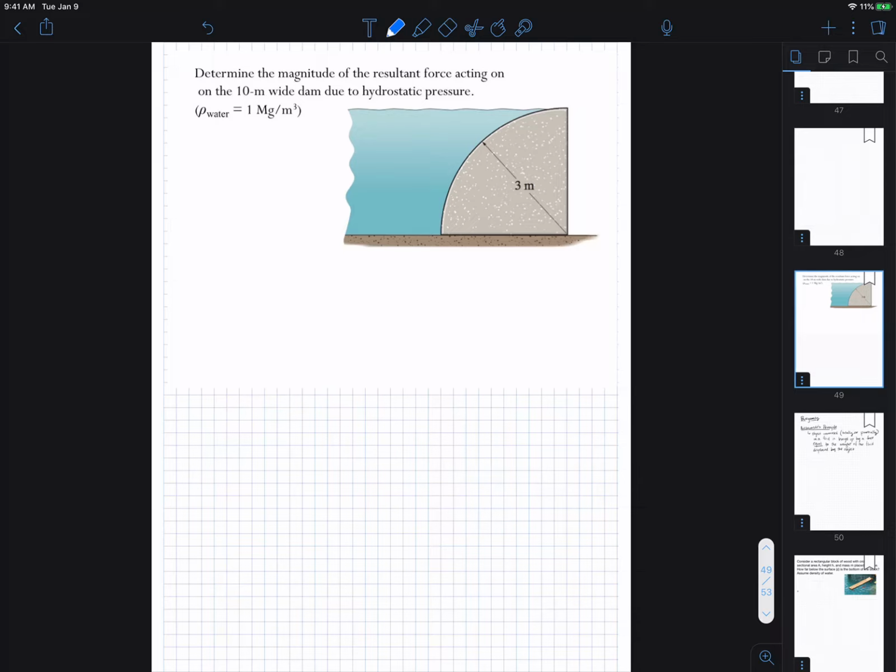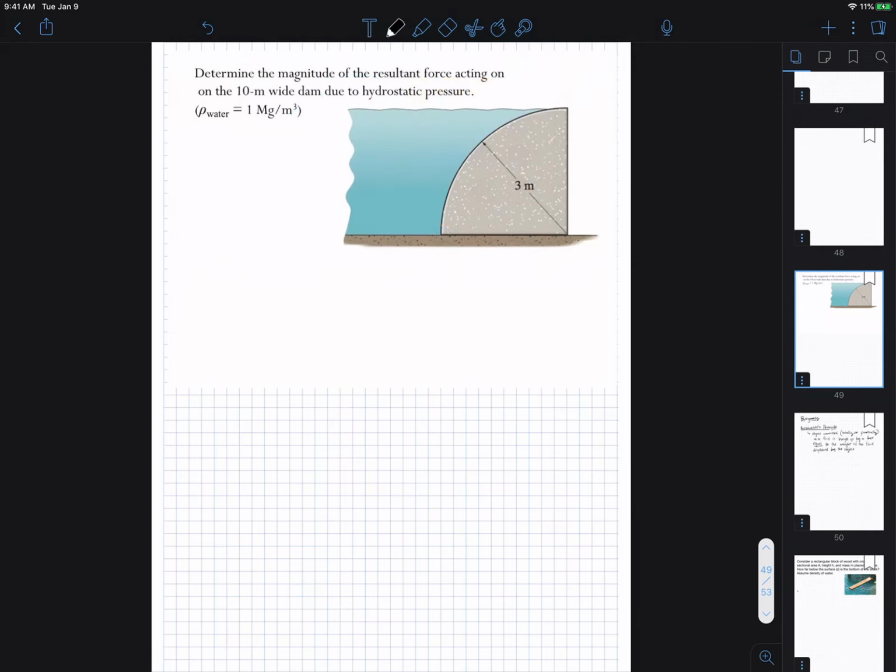All right, let's consider this example. Here we're asked to find the magnitude of the resultant force acting on this dam due to hydrostatic pressure. It is 10 meters wide, which is the depth going into the page, and we see that it has a radius of 3 meters, and we're just using water.